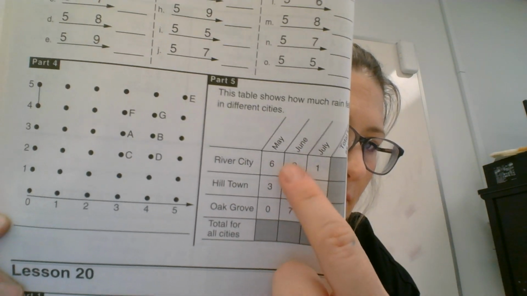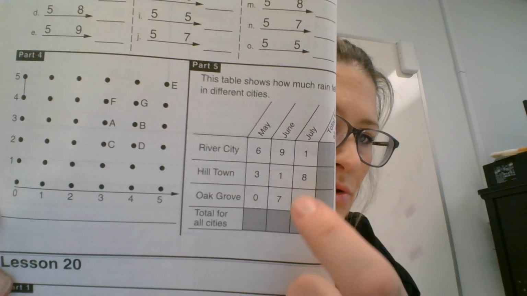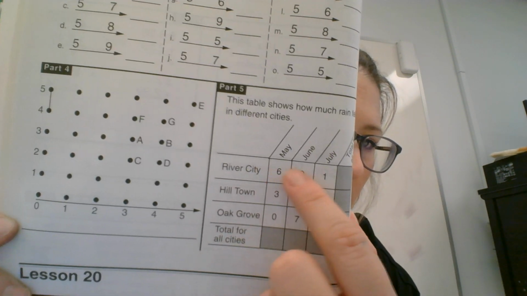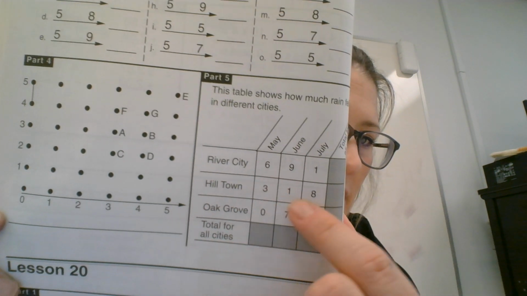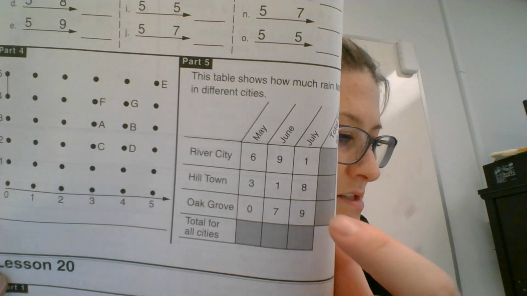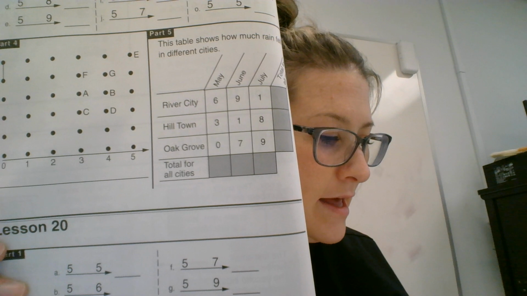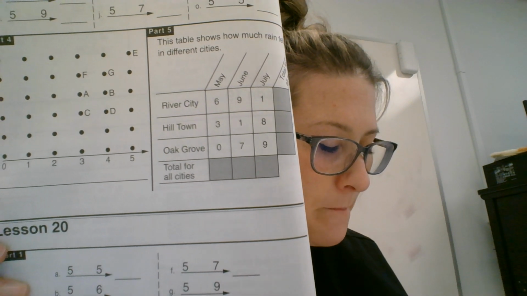Same thing here. Add those 3 up. Here's your answer. Add those 3 up. Here's your answer. And go this way. Add those up. Here's your answer. And then we're going to go ahead and answer some questions.